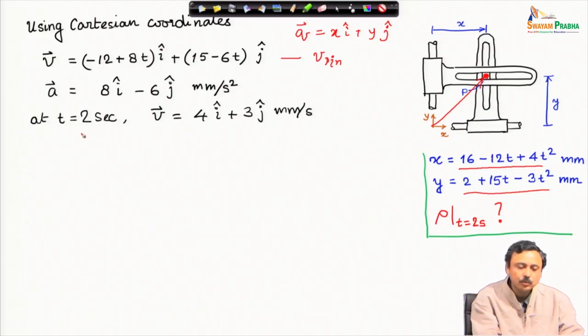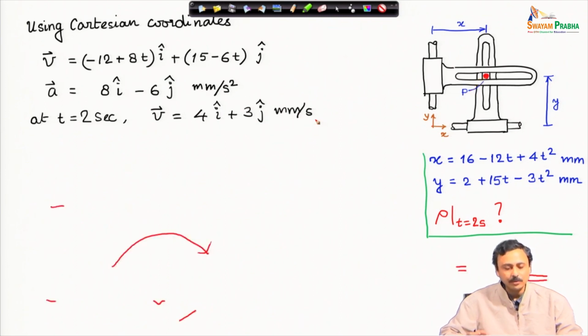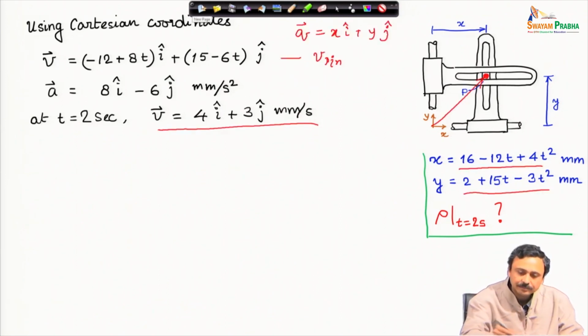Therefore, at time t equal to 2 seconds, I can just plug in the value 2 seconds in time in the expression of velocity vector and find out the velocity vector, which is 4 i cap plus 3 j cap millimeter per second. Now, this is the direction of e_t, remember. So, e_t is along this velocity direction, but it is a unit vector. So, we have to find out this unit vector.